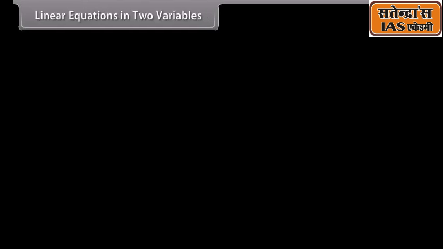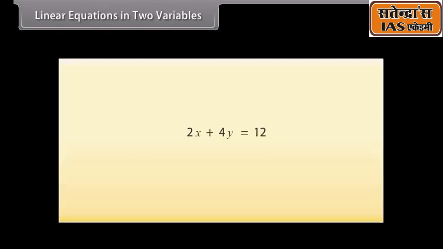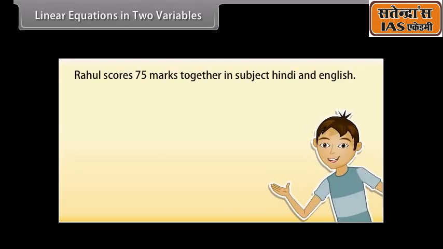Linear equations in two variables. A linear equation can have more than one variable. Here we will study linear equations in two variables. Let's take an example. Rahul scores 75 marks together in the subjects Hindi and English. Now, how can we express this information in the form of an equation? Here you can see that the marks in neither of the subjects are known.